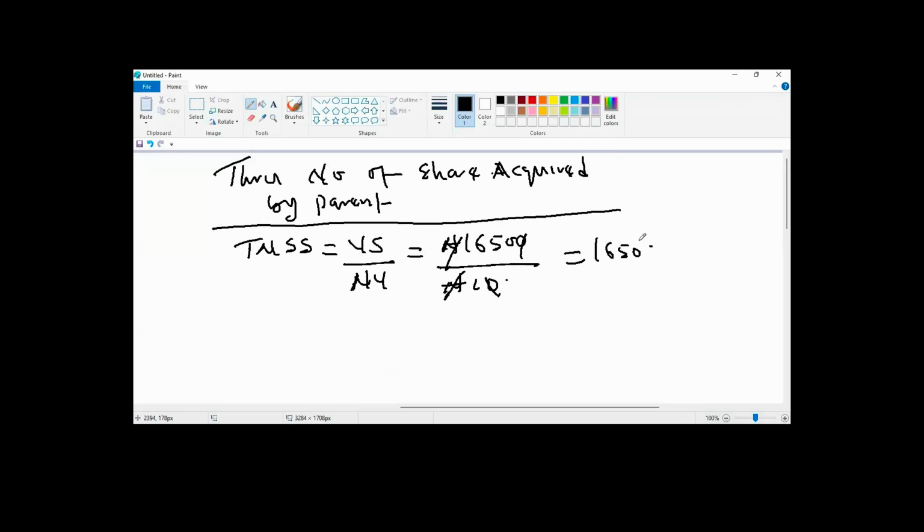1,650. Out of this 1,650, we acquire 1,320 over 1,650 times 100. How many percent does he acquire? 80%. You now acquire 80%. I will now say the group structure.